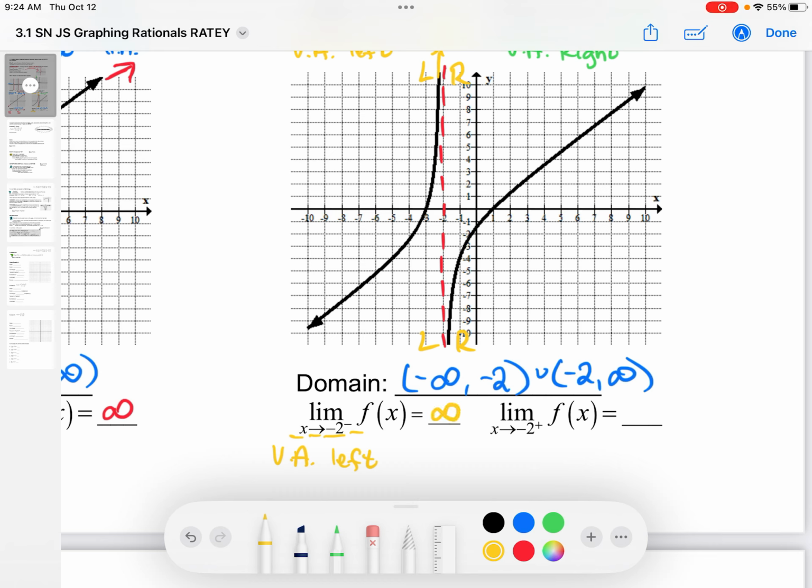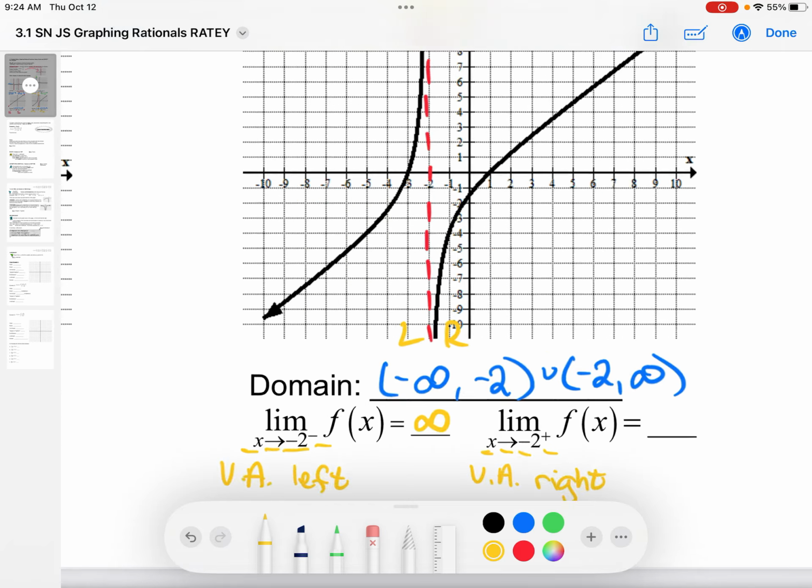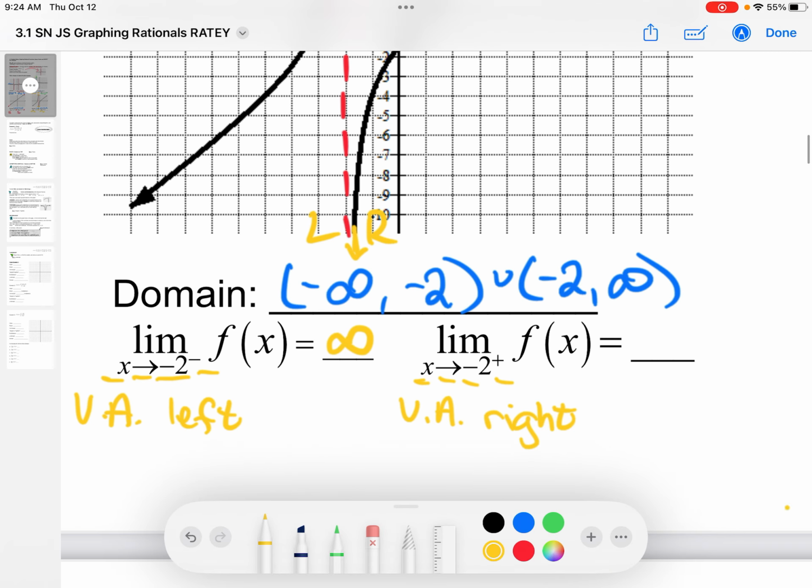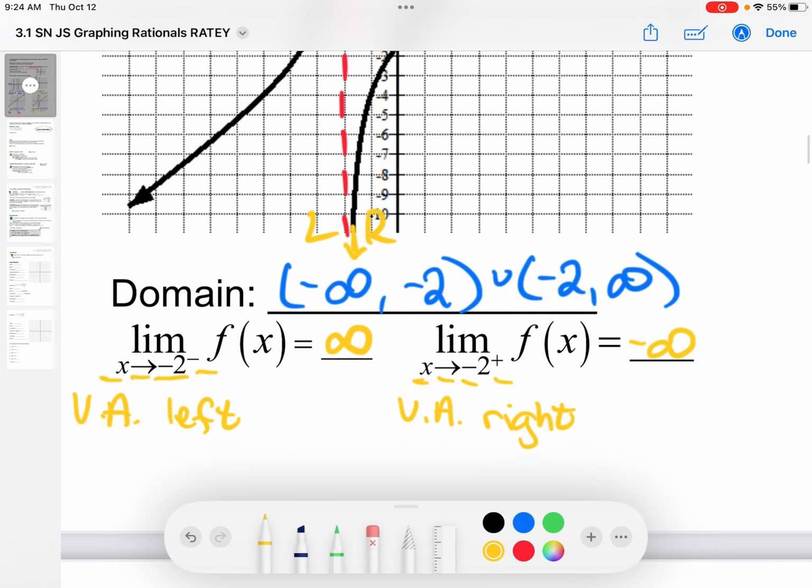So on the left side, that limit is positive infinity, because on the left side of that asymptote, the graph is going up. The other limit, as x approaches -2 on the right, that's near it at a vertical asymptote on its right. So if we look at the right-hand side of that vertical asymptote, just immediately to the right of it, the graph is going down. So that's a negative infinity on that limit.